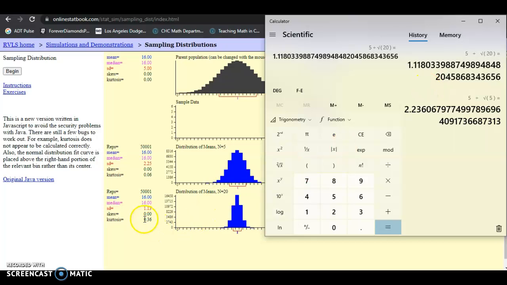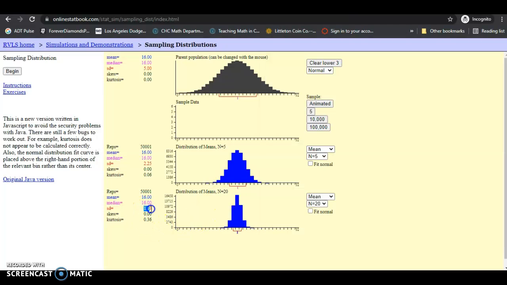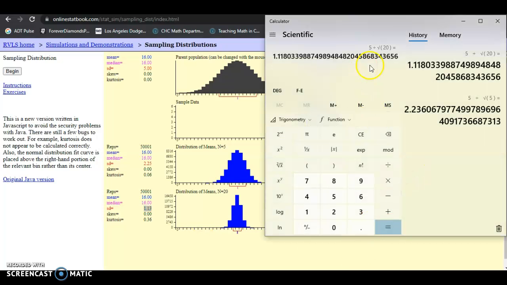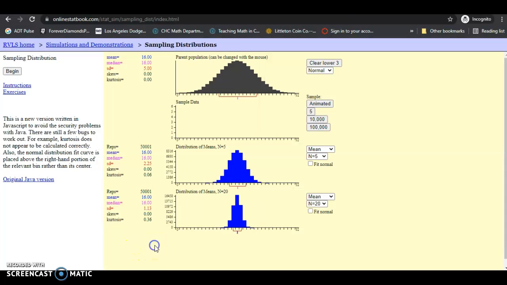According to our simulation, it's approximately equal to 1.13. And according to the formula, 5 divided by the square root of 20 is approximately equal to 1.12. So you can see that the central limit theorem still works even when we increase the sample size for a population that's normally distributed.